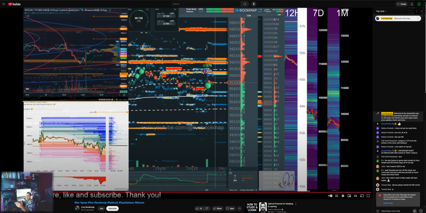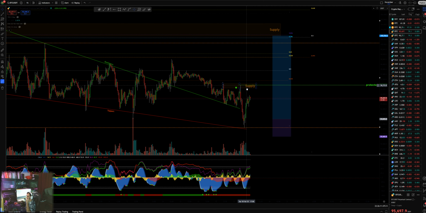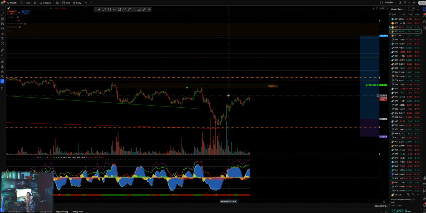We can see right here an order of 105 Bitcoin at 96,000. It's a psychological level. It's probably a high, right? Let's go and double check that. Let's go down the fractal. Let's go to 12.